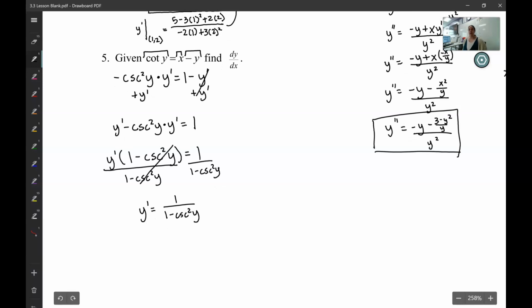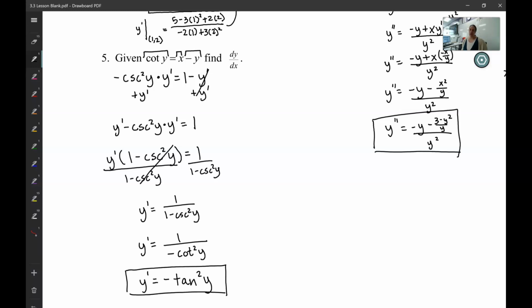Now, if this is a free response, you could totally end there. But if this is a multiple choice, your final answer might be different. And that's because 1 minus cosecant squared of y is a Pythagorean identity. 1 minus cosecant squared of y is actually negative cotangent squared of y. And then 1 over negative cotangent squared of y is negative tangent squared of y. So if this was a multiple choice, your multiple choice answer might actually be tangent, not with what you came up with.